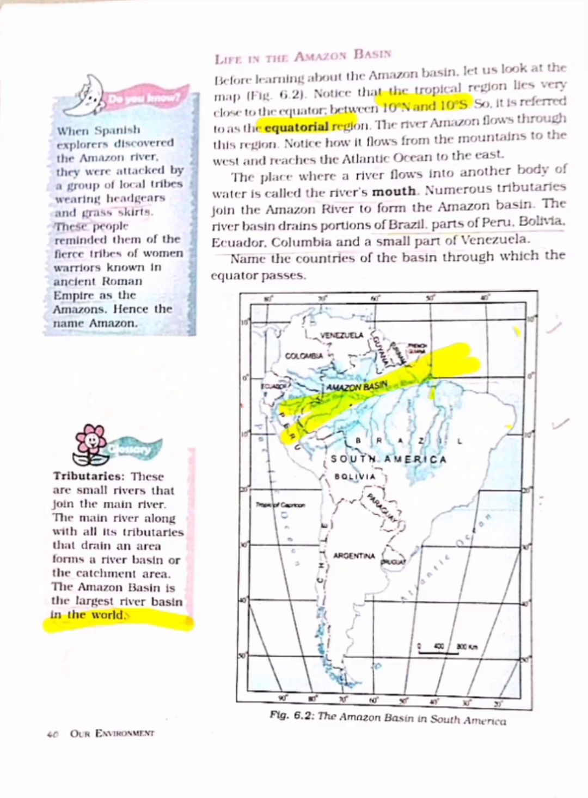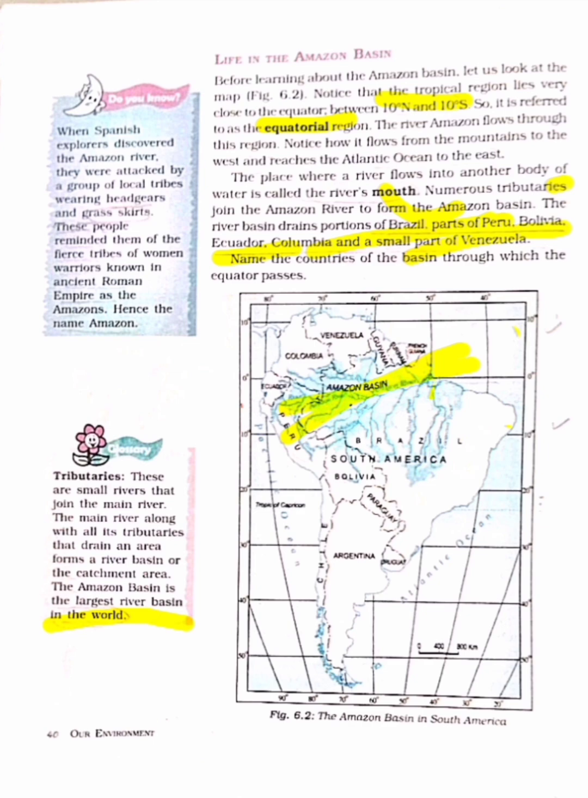The Amazon basin covers the countries of Ecuador, Colombia, small parts of Venezuela, Brazil, and parts of Peru and Bolivia. Can you name the countries of the basin through which the equator passes? We already know that they are Ecuador, Colombia, and Brazil.